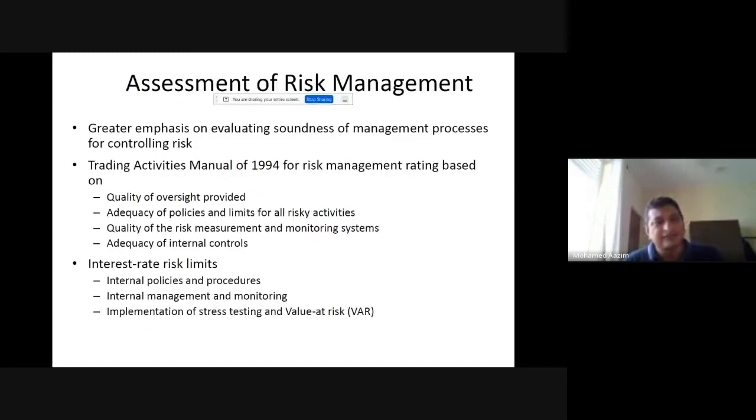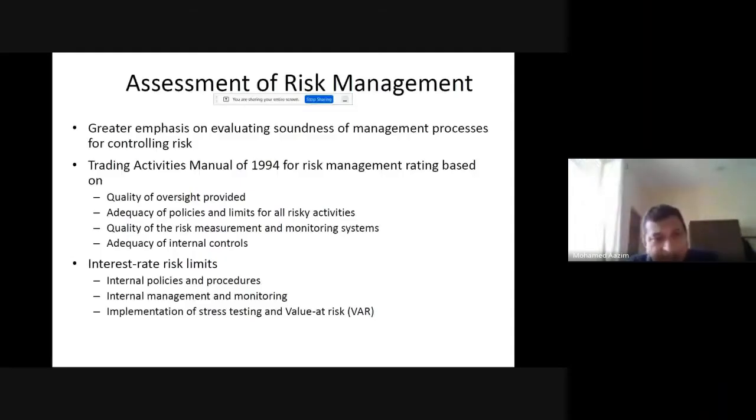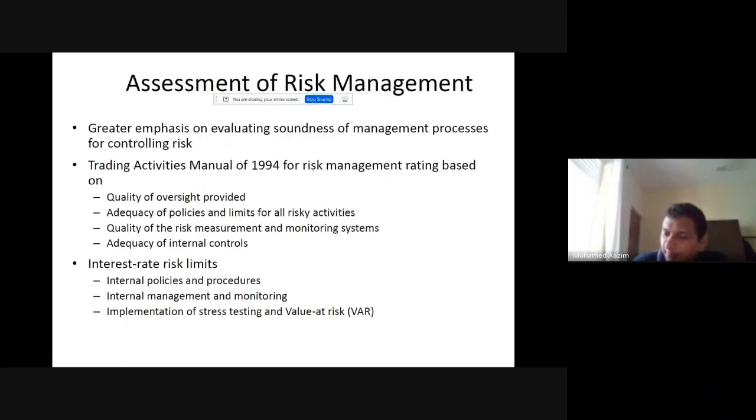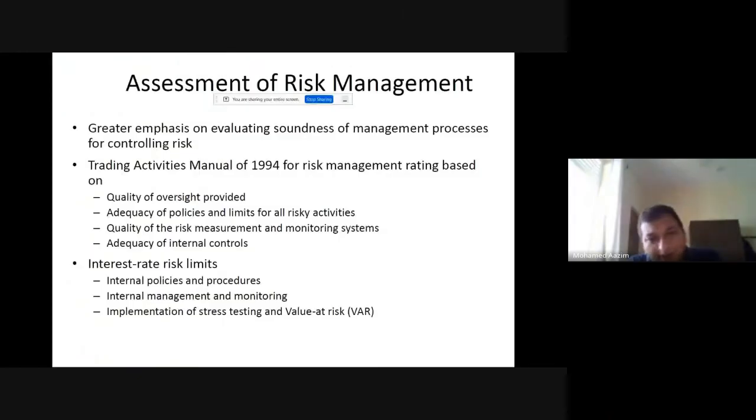Then you also look at risk limits in the form of interest rates, exchange rates, those kinds of things. You have to establish internal policies, then management and monitoring of such policies within the organization, right? And also stress testing and so-called value at risk. These are all methods through which you compile and compute your risk exposure.